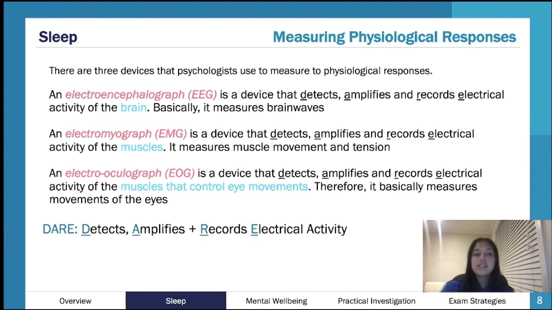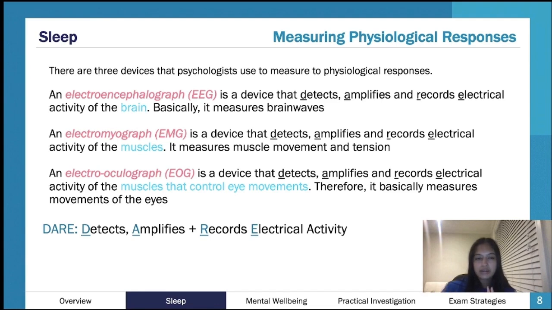The idea is that with the three of these, you can kind of detect what stage, or how deep, someone is sleeping based on these. So we'll come back to this idea when we go through them, but it's just really important to understand that you've got brain, muscles, and muscles that control eye movements.